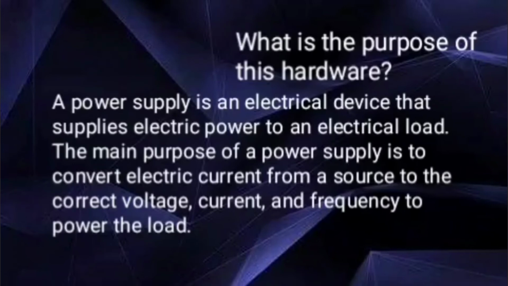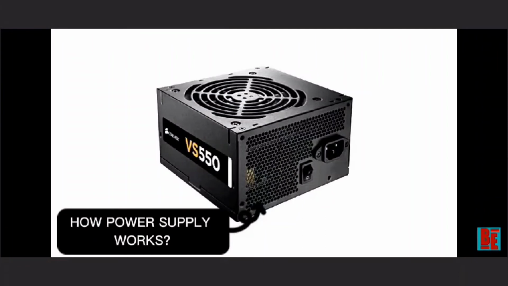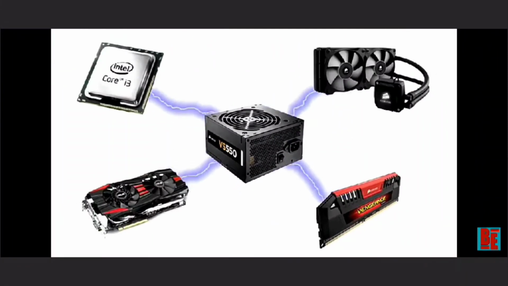A power supply is an electrical device that supplies electric power to an electrical load. The main purpose of a power supply is to convert electric current from a source to the correct voltage, current, and frequency to power the load. Your computer's power supply makes sure all of the other parts have the electrical current needed to do their thing. But how does it do this?